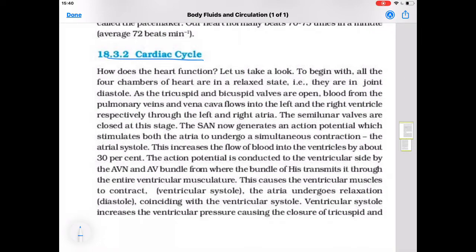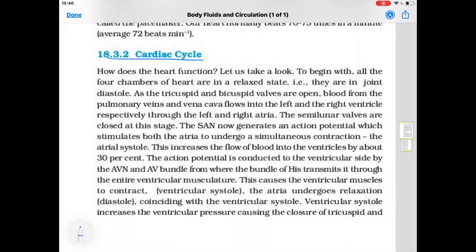When the auricles or ventricles contract, the word systole is used, that is auricular systole or ventricular systole. When they relax, the word diastole is used, that is auricular diastole or ventricular diastole. So, how does the heart function? Let us take a look.